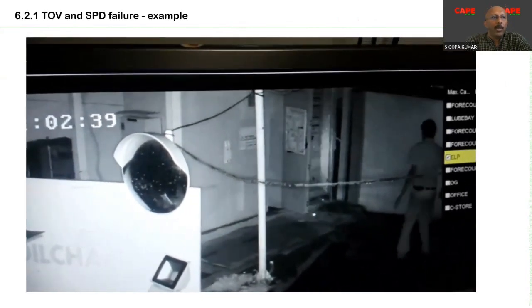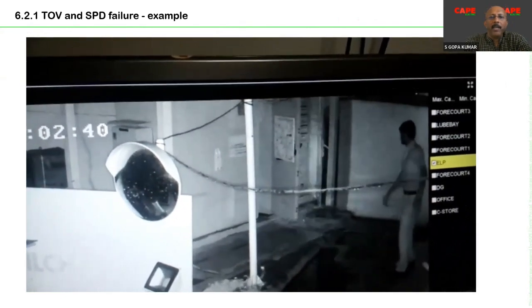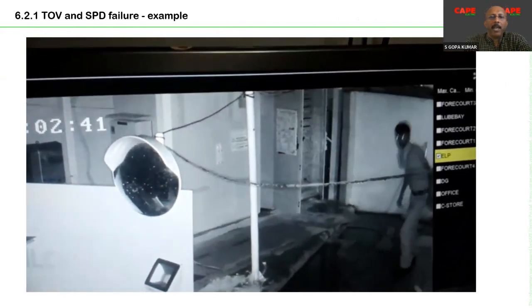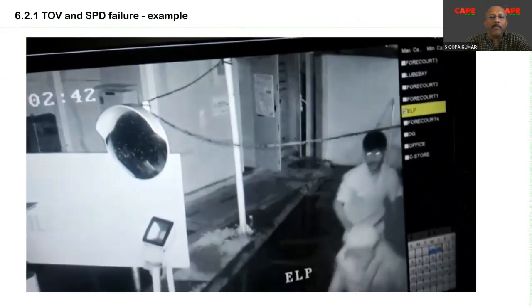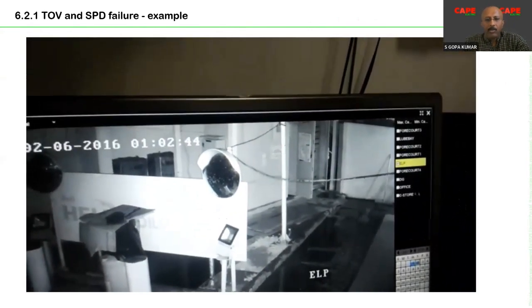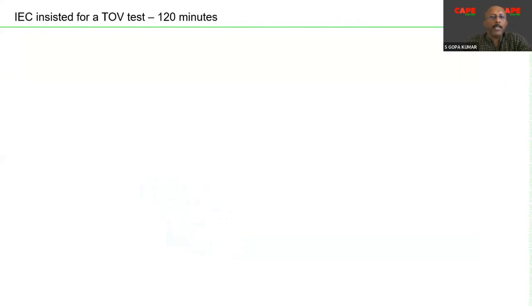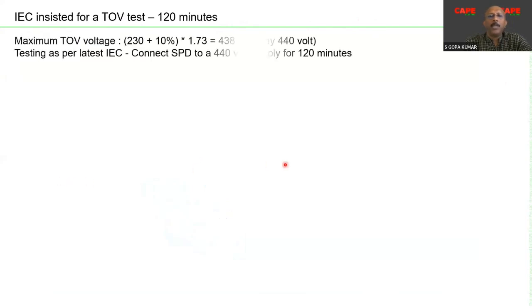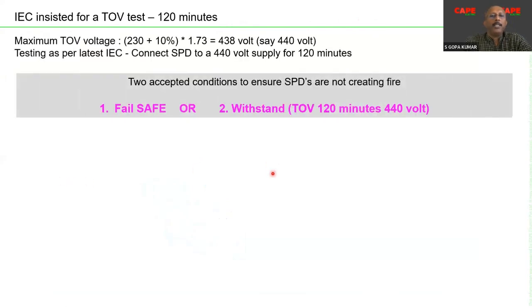These two technicians, very courageous, are afraid of the blast, and they are trying to run away. So, such failures or such disasters also can happen because of an SPD. And what IEC had recommended is an additional test, a TOV test.